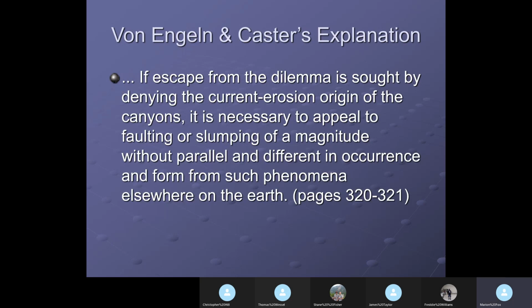If escape from the dilemma is sought by denying the current erosion origin of the canyons, it's necessary to appeal to faulting or slumping of a magnitude without parallel, different in occurrence and form from such phenomena elsewhere on the earth. We don't have anything like it. It's page 320 and 321 of that book by von Engeln and Caster. I tell you, he admits here they don't have any idea how this could occur. And what he describes, what would have caused it, will fit my flood model quite readily.